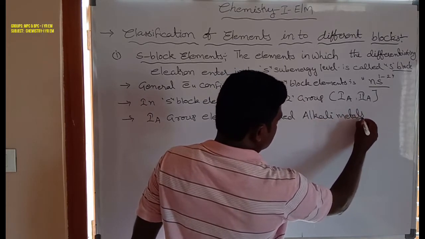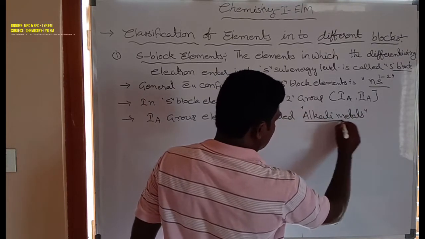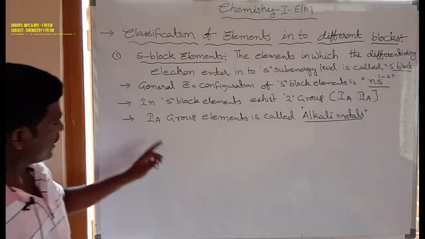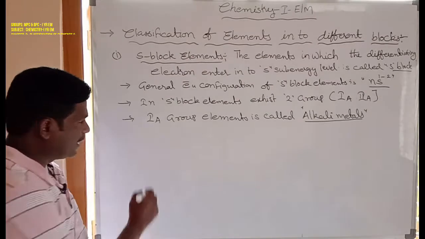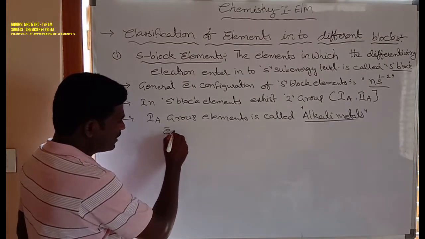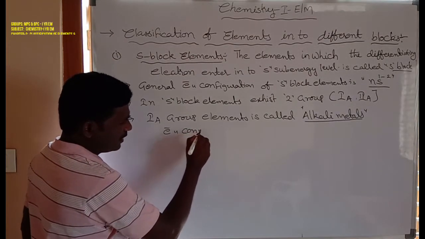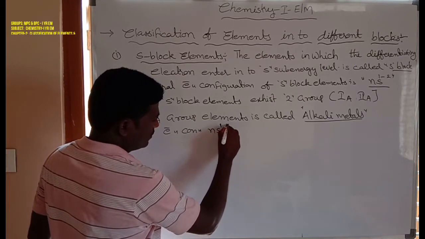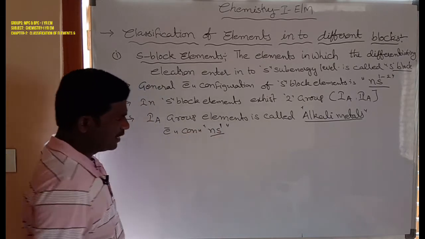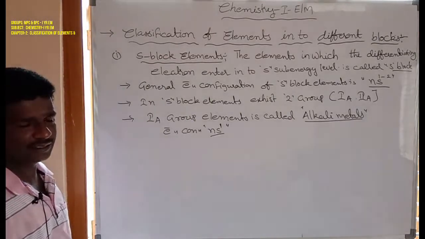First A group elements, also called alkali metals. Their electron configuration is ns1. That is the electron configuration of first A group elements.